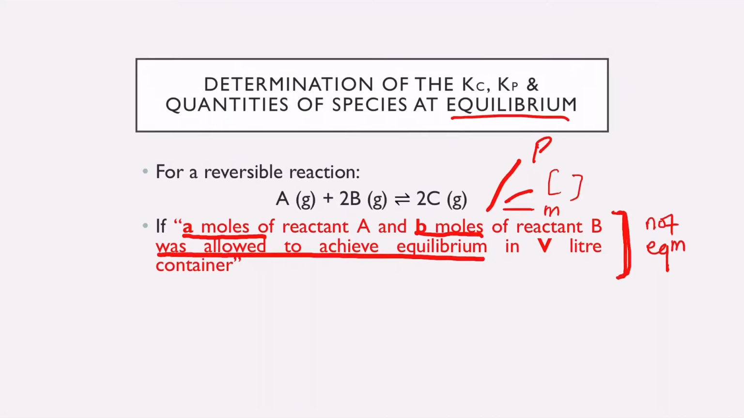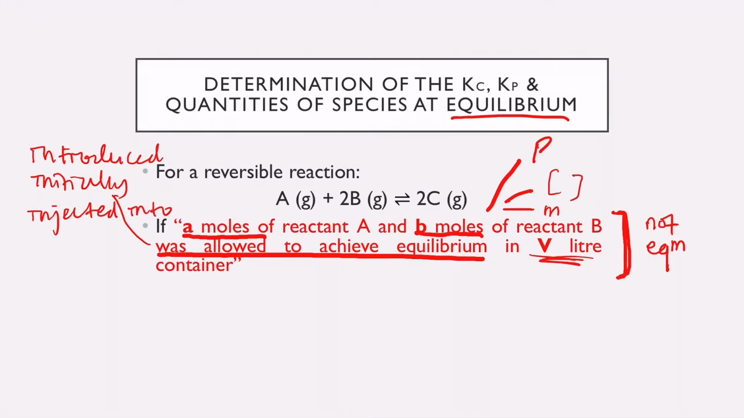Okay? It can be any quantities of your substance. And then the sentence "was allowed to achieve equilibrium" means it hasn't achieved equilibrium. But the sentence can also be "was introduced to", meaning initially, or just injected into a volume of container. Be alert of those sentences because that isn't your quantity at equilibrium. Okay, it means it's the initial quantity. We assume it is the initial quantity. Alright, therefore you will have to use an ICE table.